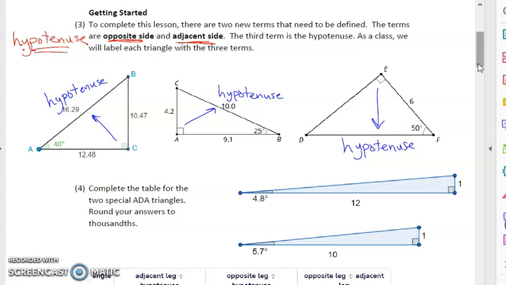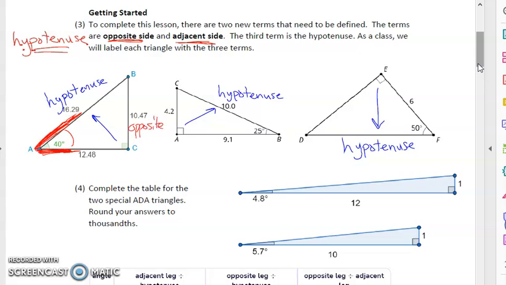Now the opposite and adjacent. Question is, okay, opposite of what, or adjacent, or next to what? So when we're identifying opposite side, we're using the angle that's the non-right angle. So I'm going to go ahead and shade the 40-degree angle. And the reason I'm shading that is because the opposite side to the 40-degree angle is the side that didn't get shaded.